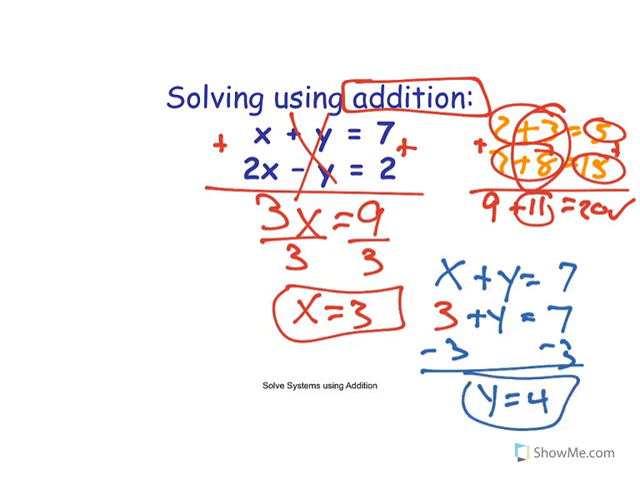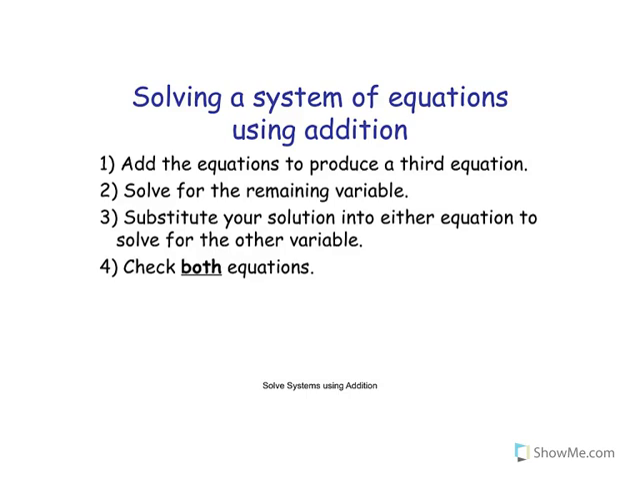And when I check my ordered pair here, we're going to get 3, 4. If I just look at the first one, 3 plus 4 is 7. 2 groups of 3 is 6 minus 4 is 2. All right, so here are my guidelines for addition.